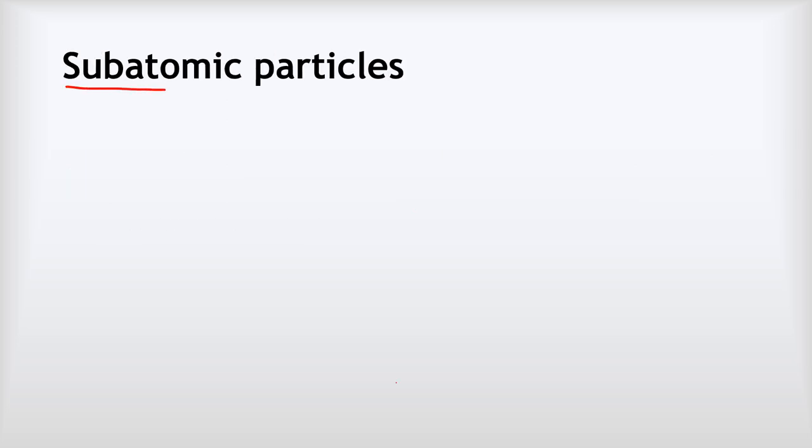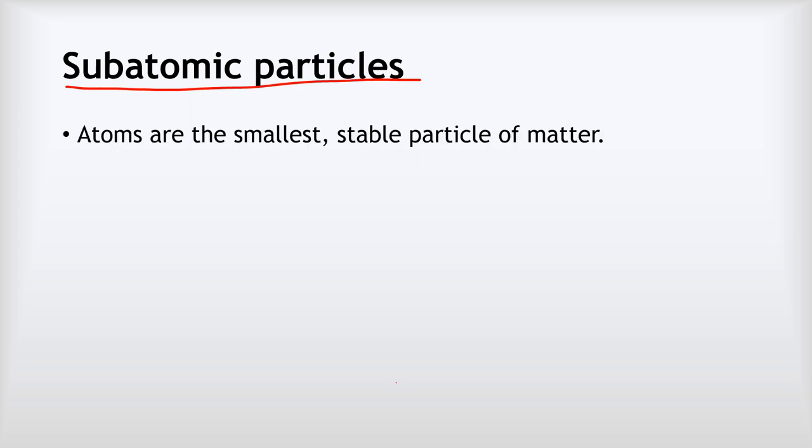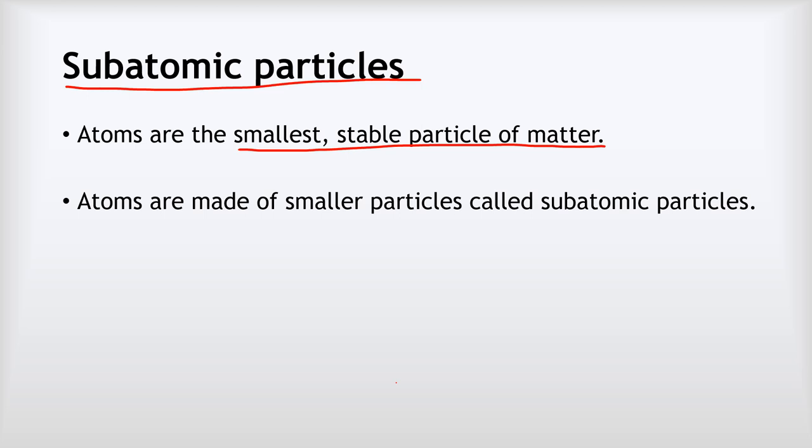So, subatomic particles, what on earth are these? Well, let's have a look. Now, we saw in my basics of chemistry video that atoms are the smallest stable particle of matter. But there are actually smaller particles that atoms are made from, and we call these subatomic particles. So these are the individual little particles that atoms are made from. Now, whilst atoms are stable, subatomic particles are unstable. That means that they can't exist on their own, whereas atoms can exist on their own.